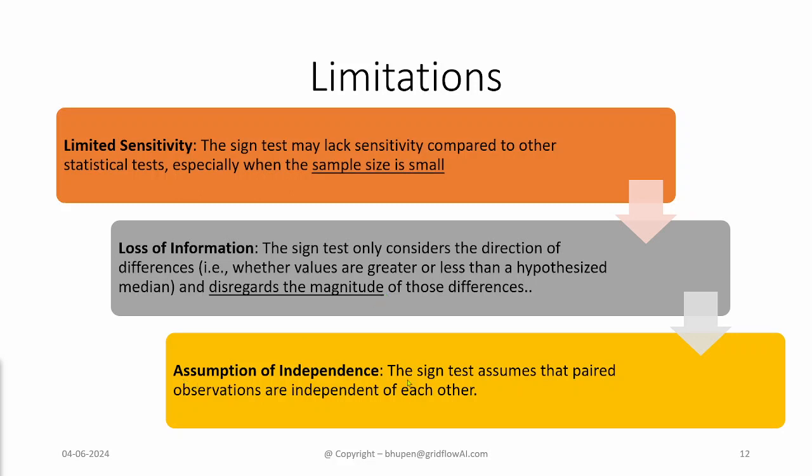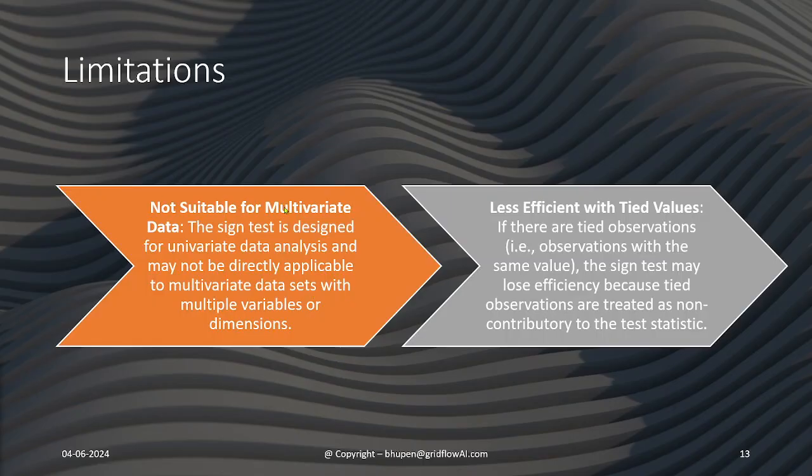And the assumption of independence, as in other tests also, is a limitation in this case as well. It's not suitable for multivariate data. It is good for single column data. For multivariate data, we may have to consider a different technique. And it is also less efficient with tied values. If there are tied observations, observations with the same value, the sign test loses efficiency there, because it's not about magnitude, it's about the positive and the negative direction.